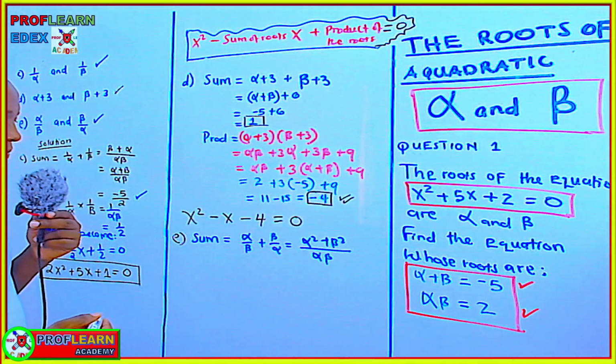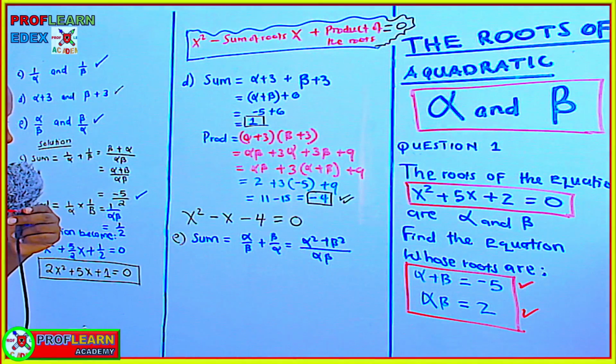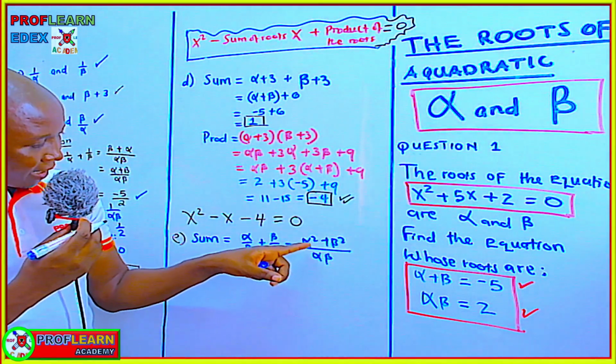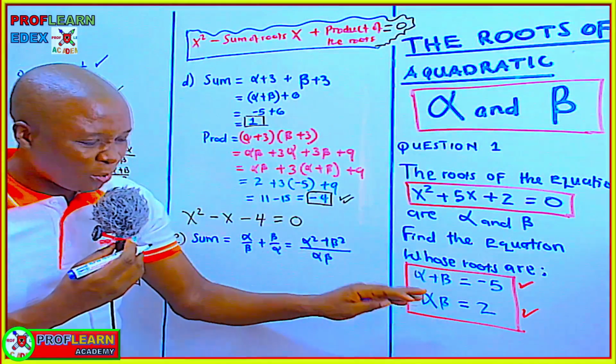Now, things are getting interesting here because we don't have alpha squared plus beta squared anywhere here.